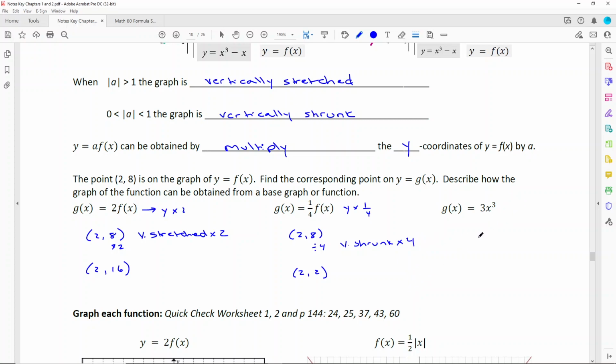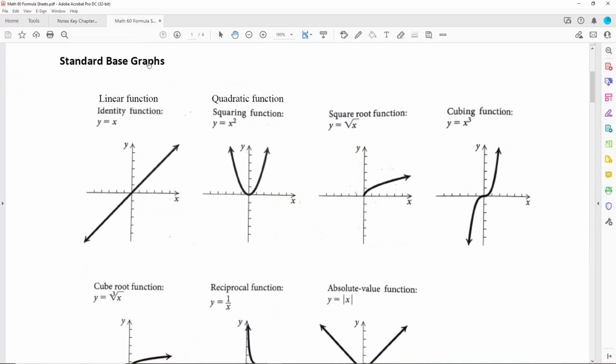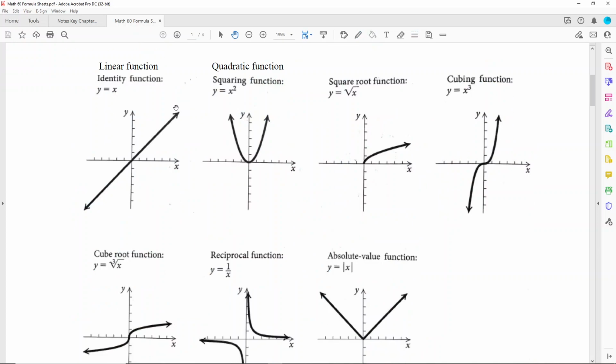Sometimes they talk in terms of a function like f of x, and sometimes they talk in terms of a base graph, so let's talk about the base graphs now. You are expected to be comfortable with these 7 base graphs. There's y equals x, which your textbook calls an identity function, and I've always called a linear function. There's y equals x squared, which your textbook calls a squaring function, which I've always called a quadratic function. There's the square root function, the cubing function, cube root function, reciprocal function, and absolute value function.